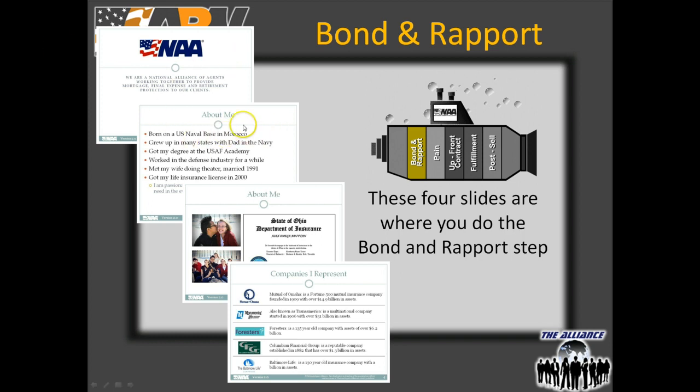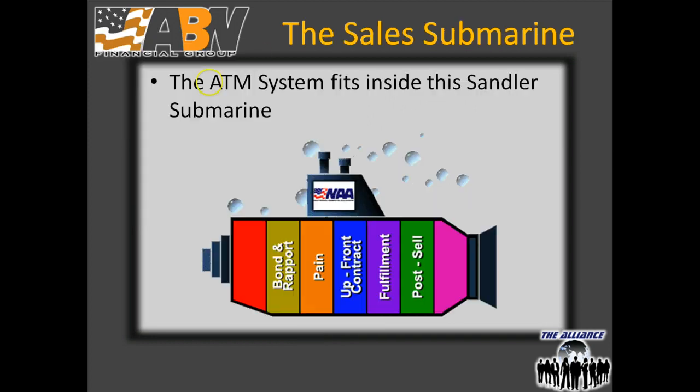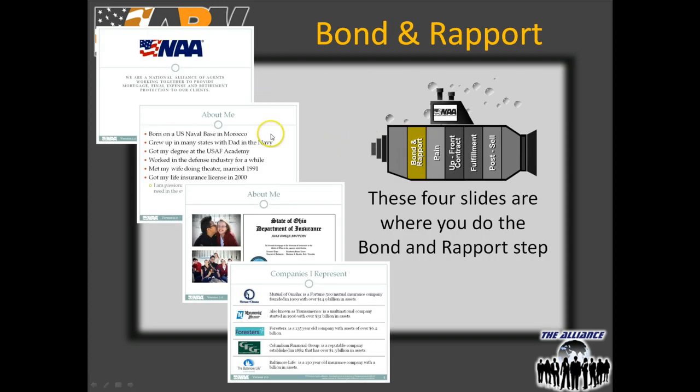So for example, here I talk about being born on a naval base in Morocco, okay, and I grew up in different states following my dad around in the Navy. And so that allows us to ask the client, so did you grow up around here? Are you native to Florida or wherever you happen to be? And so each of these questions really are designed to create bond and rapport with the client by finding out more about them. So you're not only sharing about you, but you're also finding out about them. So it's kind of a dialogue, okay? And this kind of keeps you on track with that.